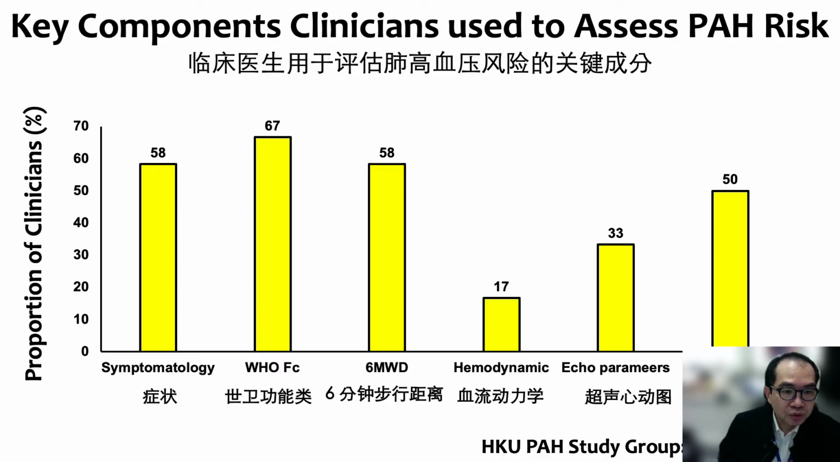And how do we do? This is a survey from our study group. We're asking our colleagues how you assess the patient when a patient with pulmonary hypertension comes back to your office, and when will you consider escalating your treatment. Most of the time we rely heavily on symptoms, functional class, and if possible 6-minute walking distance.